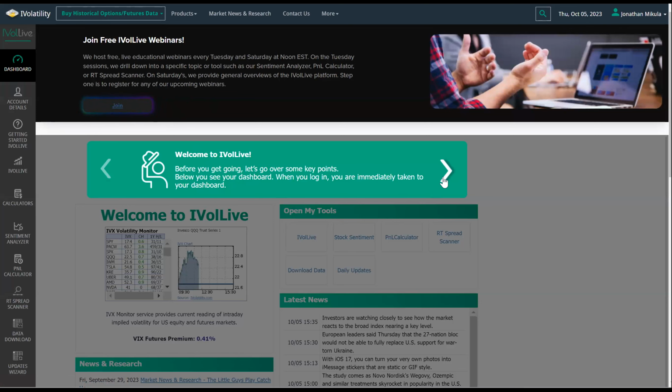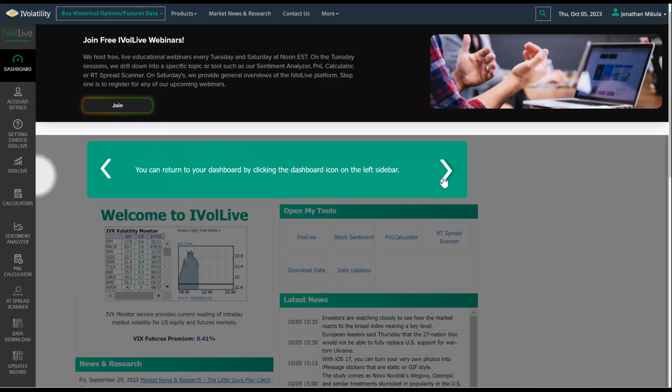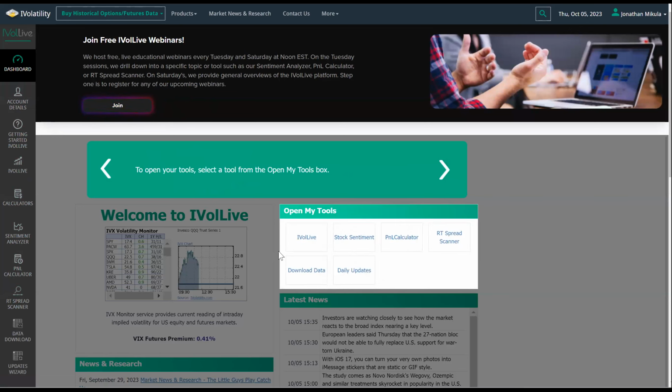So our concierge is going to welcome you to the platform. He's going to point you to the main tools. We have the shortcut icons here, and we have shortcut icons down here, all of which I will cover. These are our most popular tools.